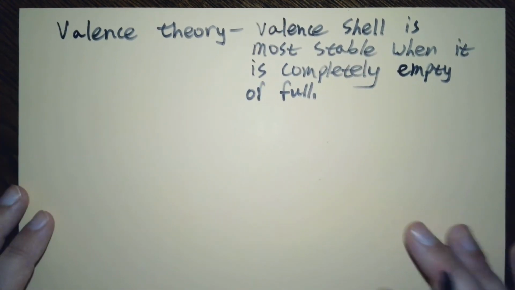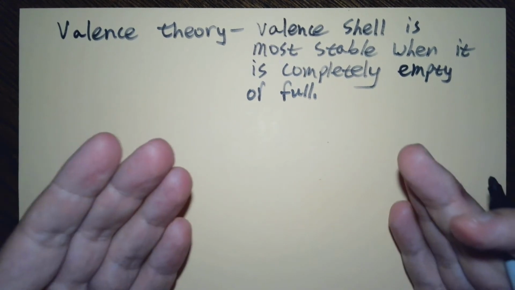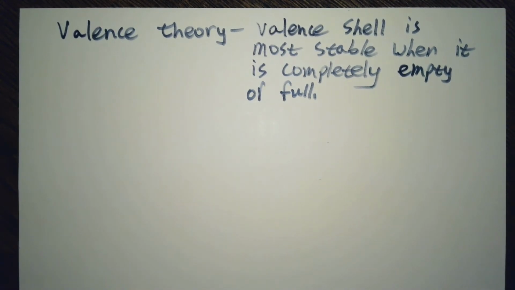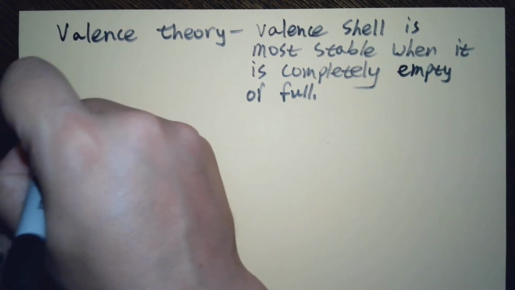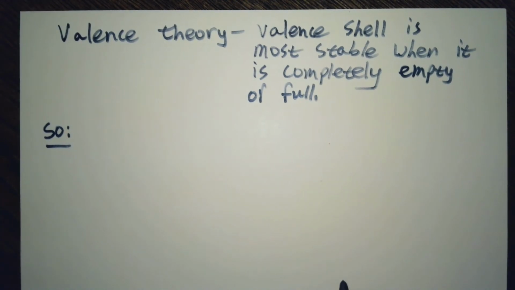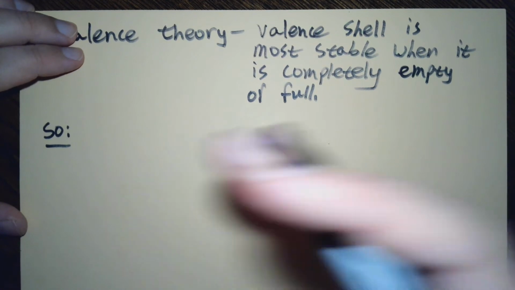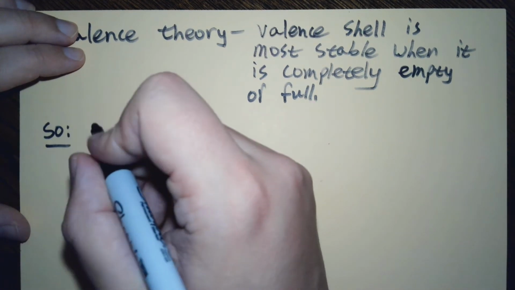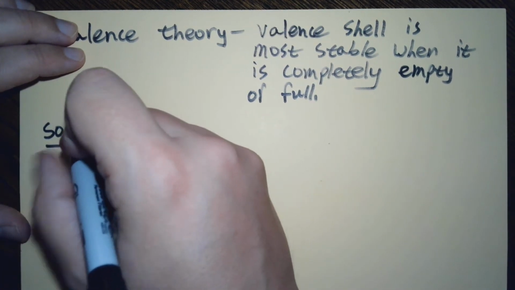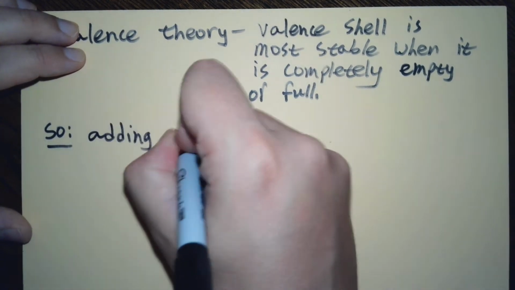Well, the easiest way to do that is just add electrons or take them away. Guess what you get when you do that? You get ions. So adding or subtracting electrons can give you a stable ion if you're doing enough to fill or empty the valence shell. So what we're saying is, get this in writing, adding or subtracting.